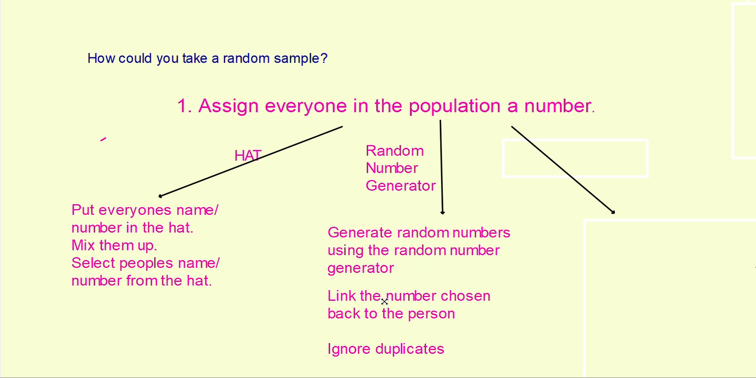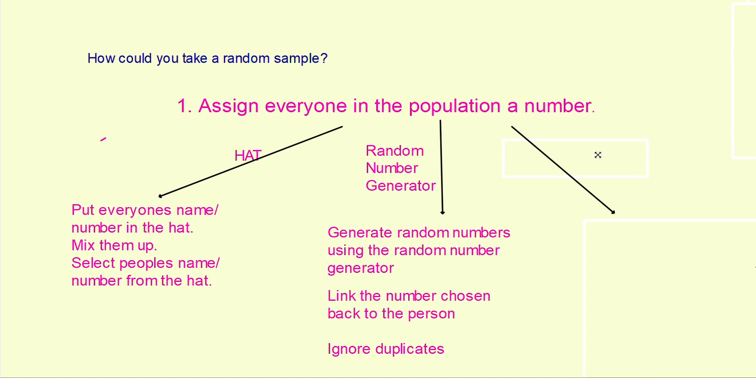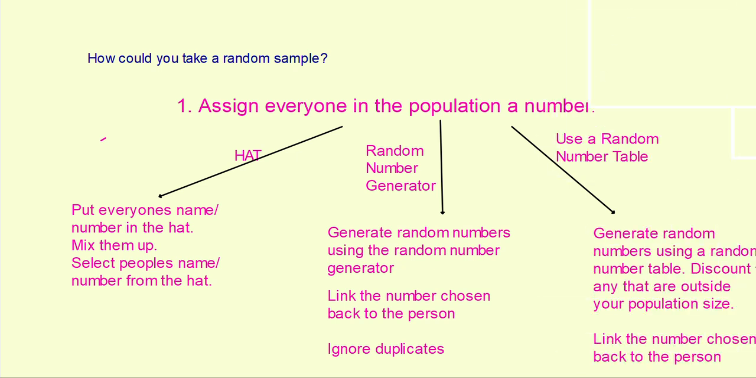2, generate the numbers. 3, link it back to the population. 4, ignore duplicates. And even better, generate random numbers using the random number generator between numbers 1 to 1,000, for example. So however big your population is, get that in there as well. Doesn't hurt. Okay. Other way that we can do it, the third way then that you need to know about, because you might be asked to use one, is how to use a random number table. And that's what I'm going to go over in the next slide.